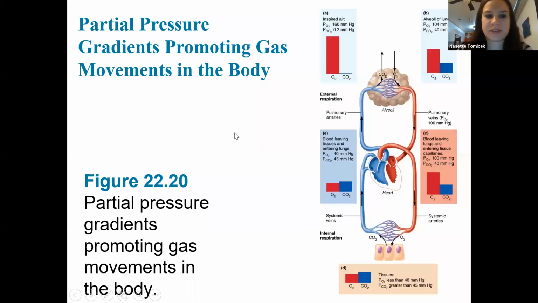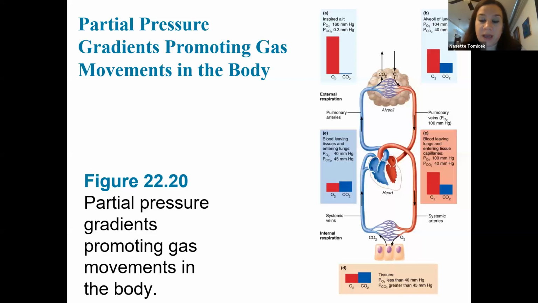Hello, students. So we're going to talk a little bit about partial pressures of gases. And then we're also going to talk about where those partial pressures differ in the body. And that will get us to the mechanism of oxygen loading and unloading. And then we'll get into how CO2 is handled in the body, which is very different.